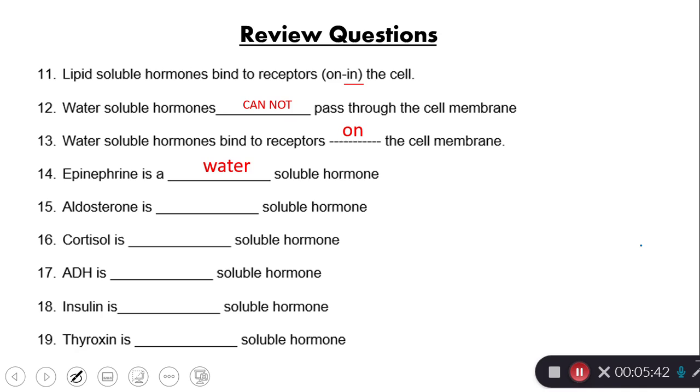Aldosterone, it has sterone. It is the one produced from the adrenal cortex and it is lipid soluble. Cortisol is also produced from the adrenal cortex and it is a steroid hormone, so it is lipid soluble as well. Antidiuretic hormone is not a steroid and it's not thyroxine, so water soluble, as well as insulin. Thyroxine is lipid soluble.